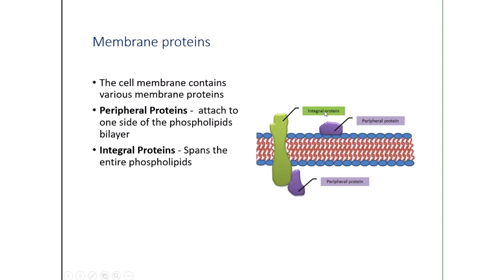On the other hand, we have these things called peripheral proteins. Peripheral proteins are only attached either on the outside or on the inside of the phospholipid bilayer. They do not span the entire bilayer. And it turns out that these proteins, depending on whether they span or not, will have different functions.